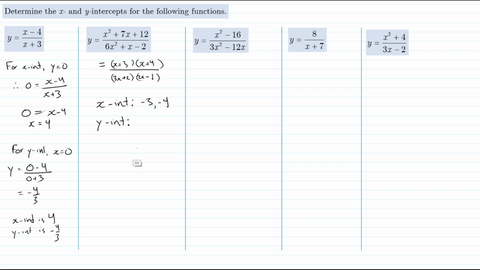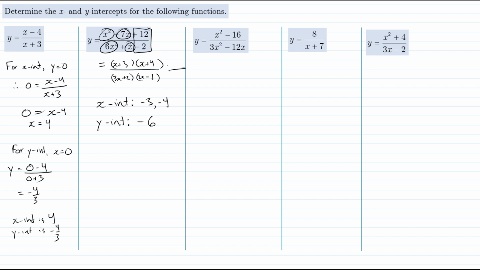Now for the y-intercepts, it's actually really nice that this is in unfactored form here, because all we're going to do for the y-intercept is, as we did before, make x 0. And when it's not factored, it's great because anything that has an x is just going to work out to 0 when you sub in 0. So you'll be left with 12 divided by -2, and that is just going to give you -6. See how quickly we can do that if we use the unfactored form.